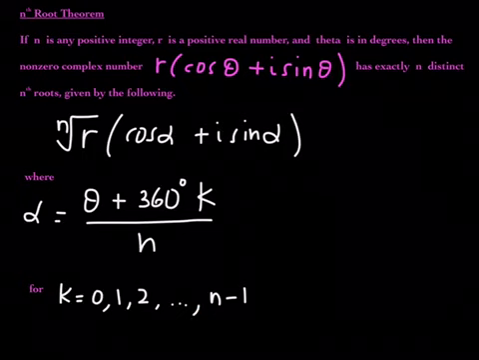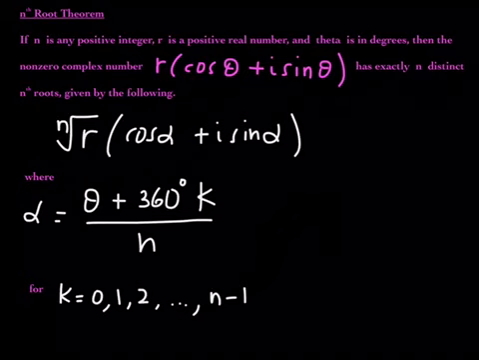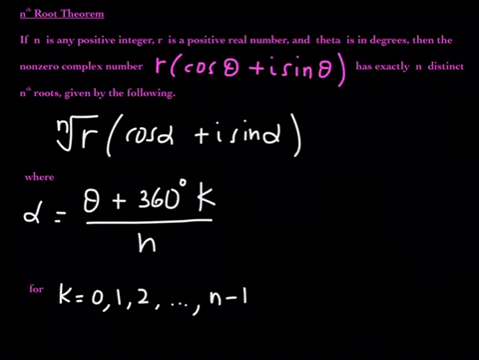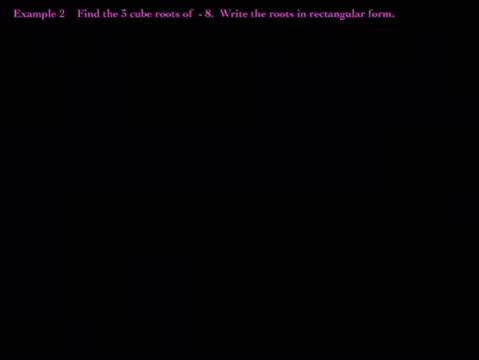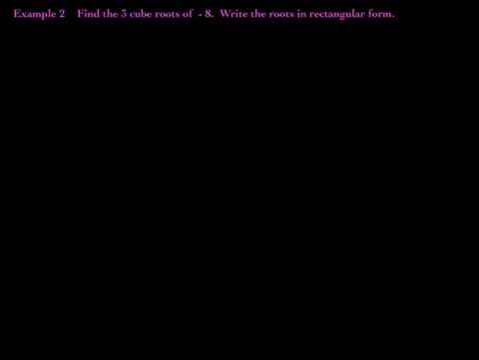Let's see if we can walk through the nth root theorem together. We actually just finished doing that when we were finding the three cube roots for 8 cis 135 degrees. But let's do it again here now that we have the nth root theorem officially written down in our notes. All right, everybody. Find the three cube roots of negative 8. Write the roots in rectangular form.